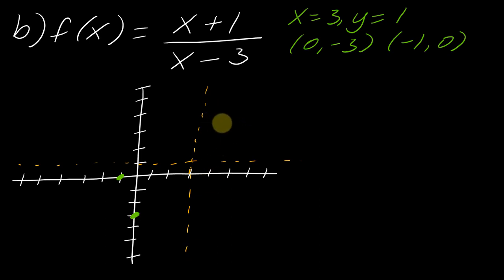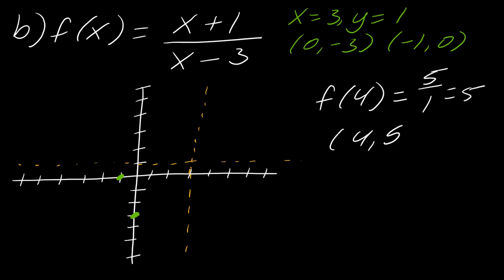So I just really need one point on this side to figure out what's going on with the graph. If I choose one point on this side, some point after the asymptote, how about x equals 4? If I evaluate f of 4, I get 5 over 1, so that equals 5. That gives me the point 4, 5. So if I mark that, 1, 2, 3, 4, 1, 2. Okay, there we go. Let me mark that in green.